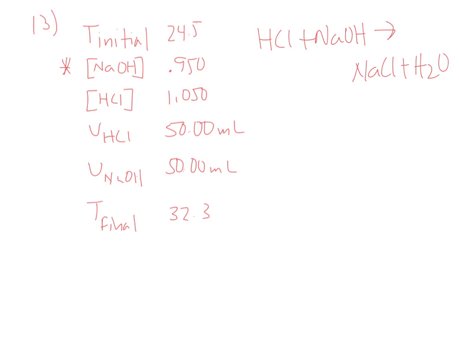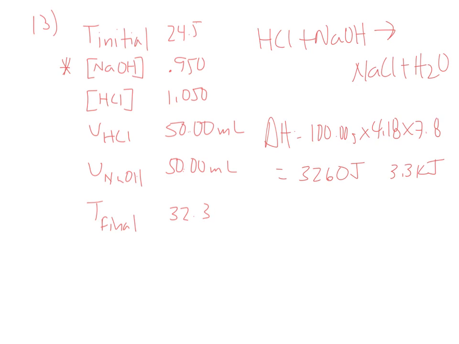In the meantime, to get delta H, I can take the mass. I have to add the two volumes together. We're talking 100 grams mass, the 4.18 using water's specific heat. And then the temperature change, the 32.3 minus the 24.5, gives me a temperature change of 7.8. And so my delta H is going to be 3,260 joules. Or looking at my sig figs, I could round that to 3.3 kilojoules.